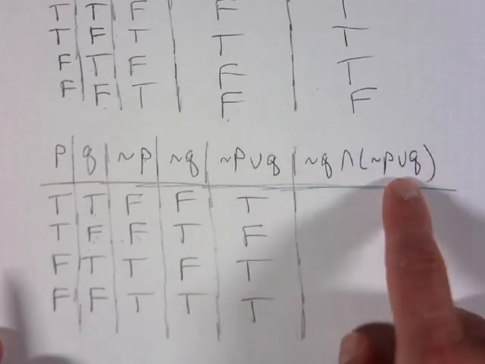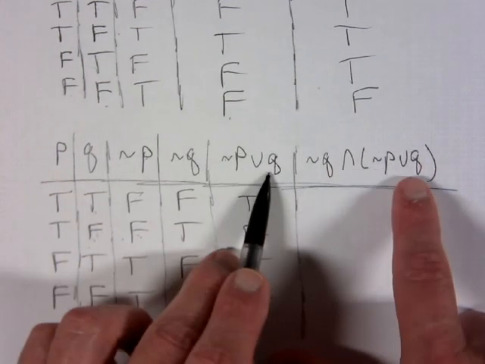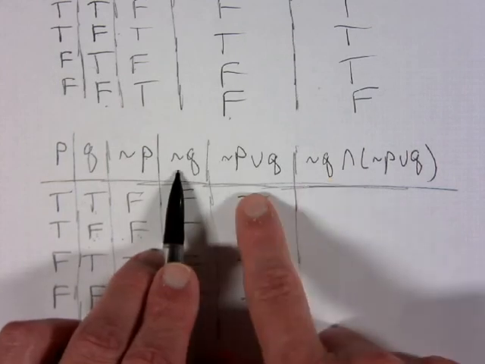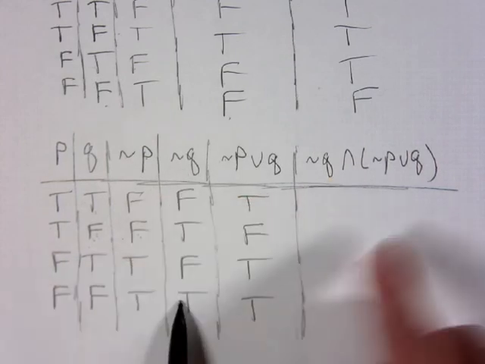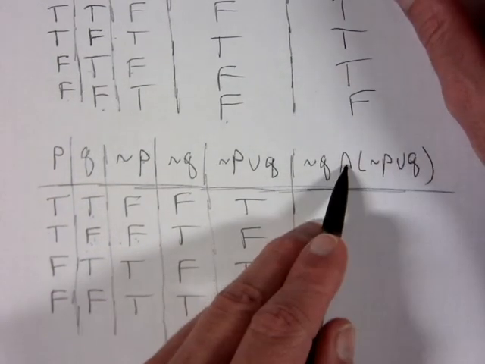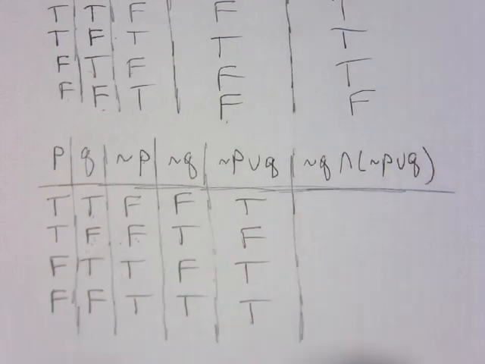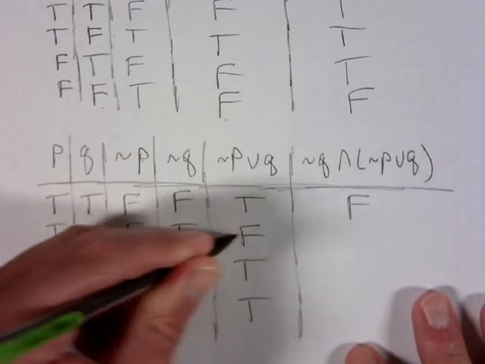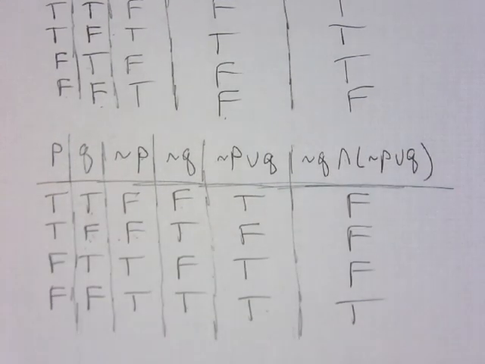All right, so on the last one, we've got not Q and not P or Q. Well, remember, not P or Q we did here, and so not Q would be here. So I'm using columns 4 and 5 to fill out column 6 with and. The only way an and statement can be true is if both parts are true. So false and true makes false. True and false makes false. False and true makes false. True and true makes true. So the only one that would be true is the last row there.